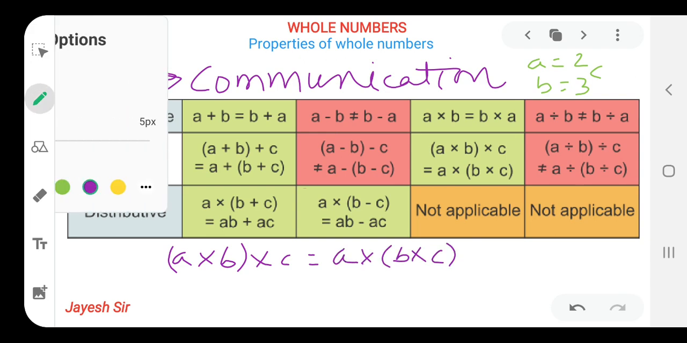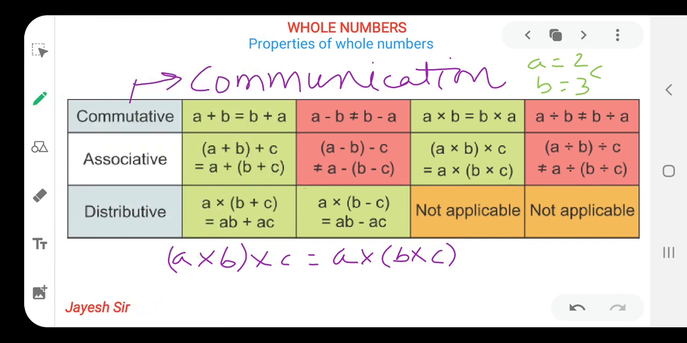Yes friends, the simple thing we have to do is put the values. So 2 multiplied by 3, and C, we know the value for C is 4. Now 2 3s are 6, 6 4s are 24, we all know. Now 4 3s are 12, 12 2s are 24. Here our answer is the same.